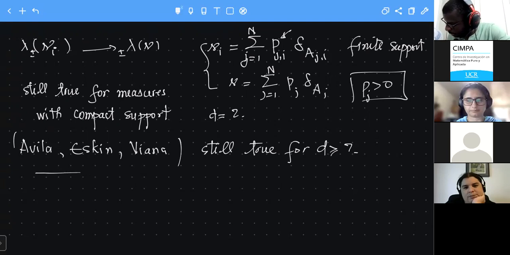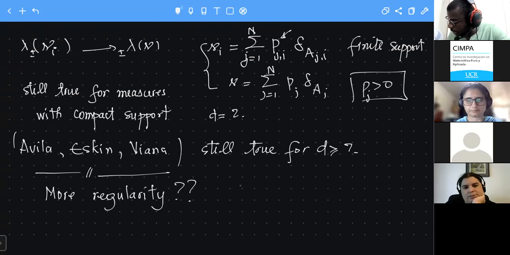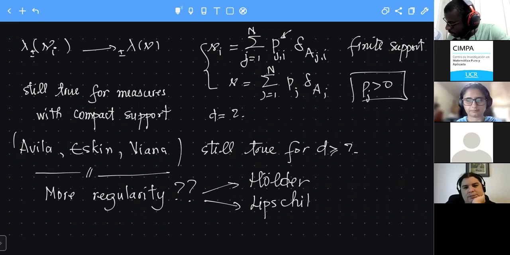So what happens for higher regularity? Can we get more regularity? Can we prove, instead of continuous, let's say Holder, or Lipschitz, or even differentiable?